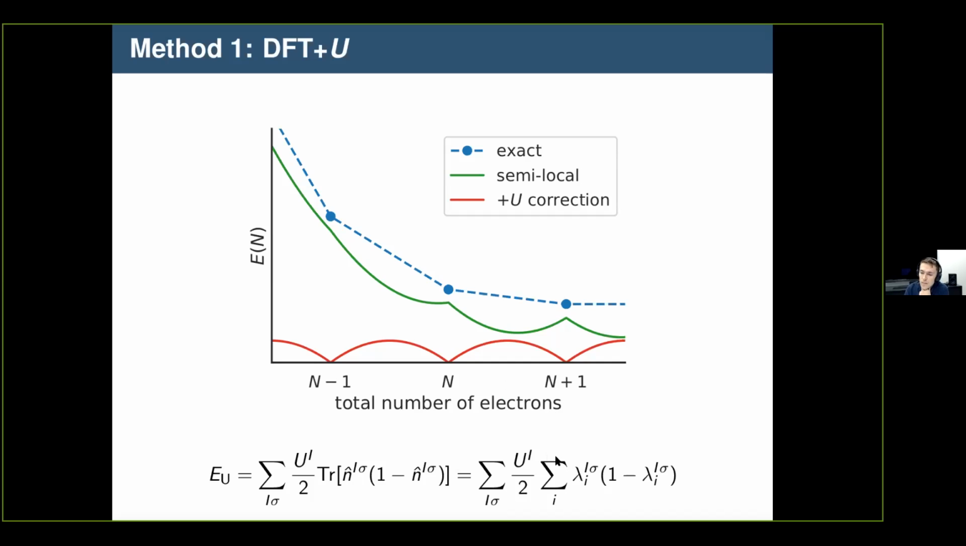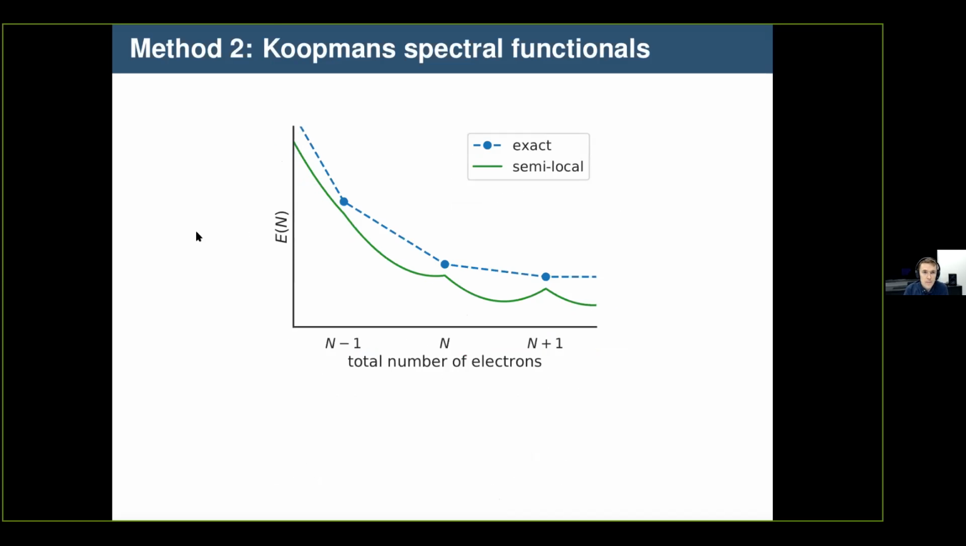So that's what we call local curvature, whereas really the issue with this top graph here is the issue of global curvature. People have demonstrated that if you correct local curvature, then you can go some way to correcting global curvature, but they're not one and the same thing. And so that's just an important distinction to make when thinking about DFT+U. And so that nicely leads into the second method I'm going to cover, which is Koopmans spectral functionals.